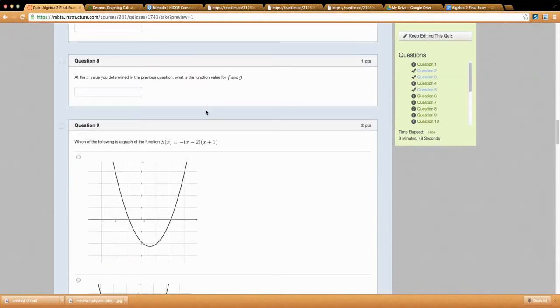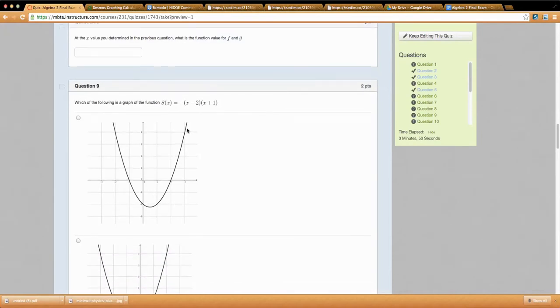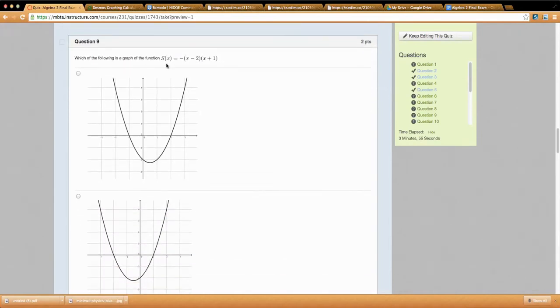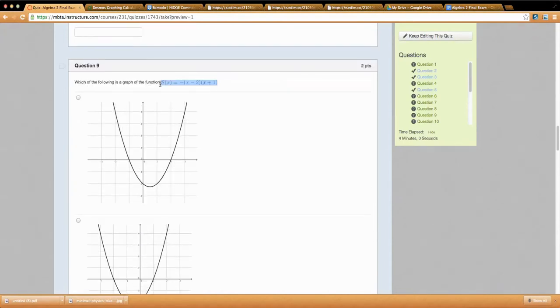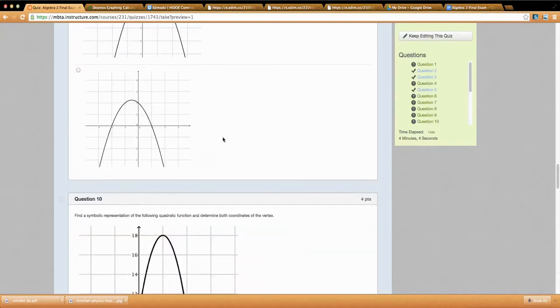By the way, it's the y value. I'm just giving you a freebie right there. All right, question number 9 is saying which of these options graphs this equation right here, this symbolic equation. So you've got to just figure out which one works for that.